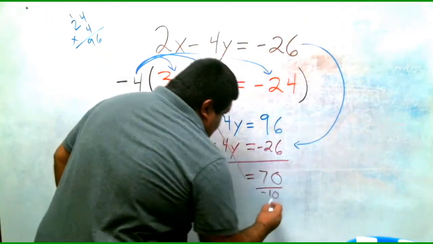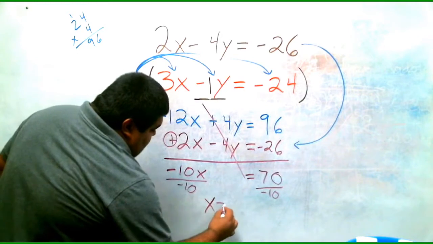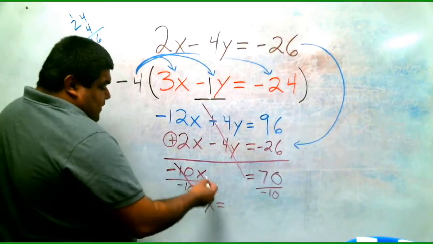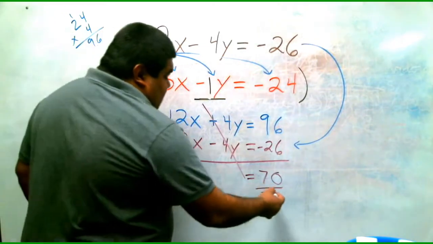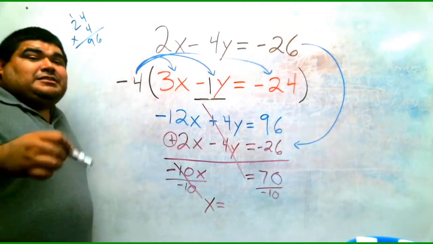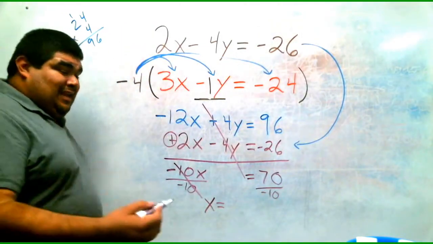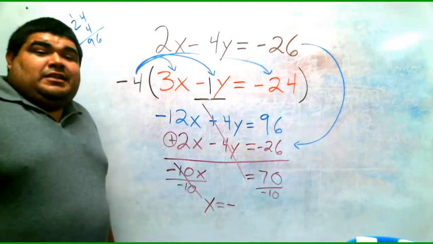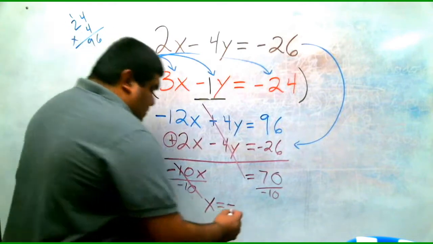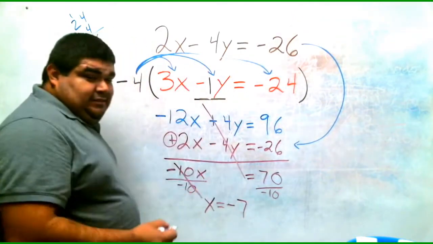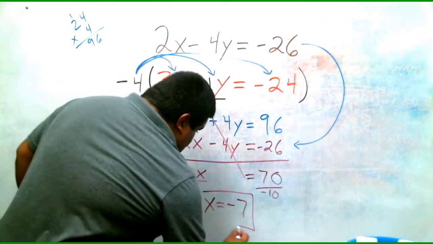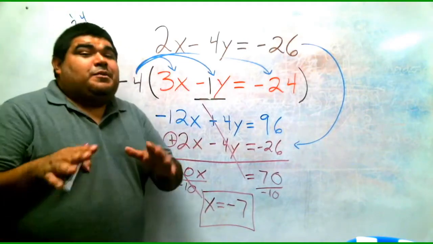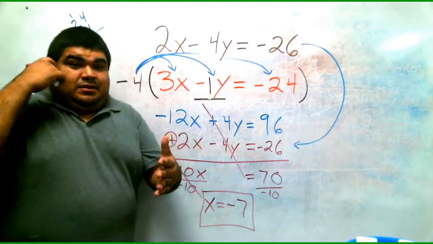So negative 10. So x equals, remember, x was left alone, 70 divided by negative 10. Positive divided by negative is negative. 10 goes into 70 7 times, right? So our answer for x is negative 7. Keep in mind, we're not done yet, okay?